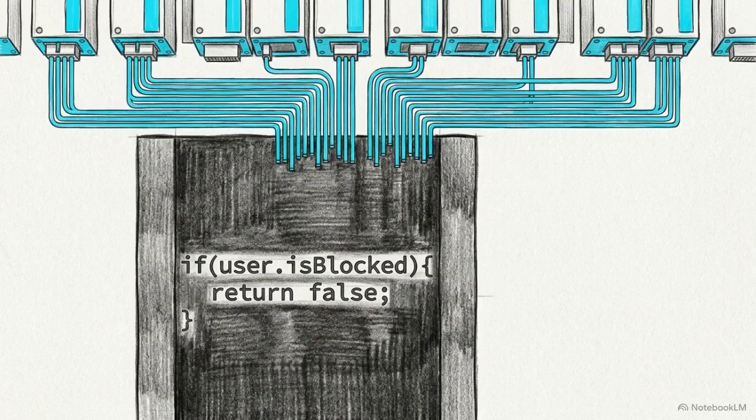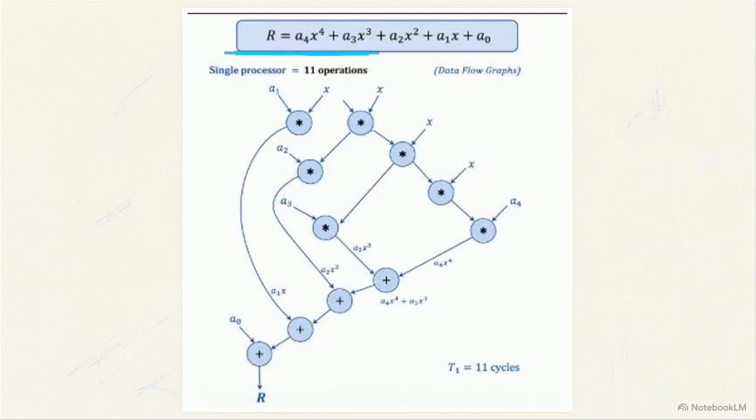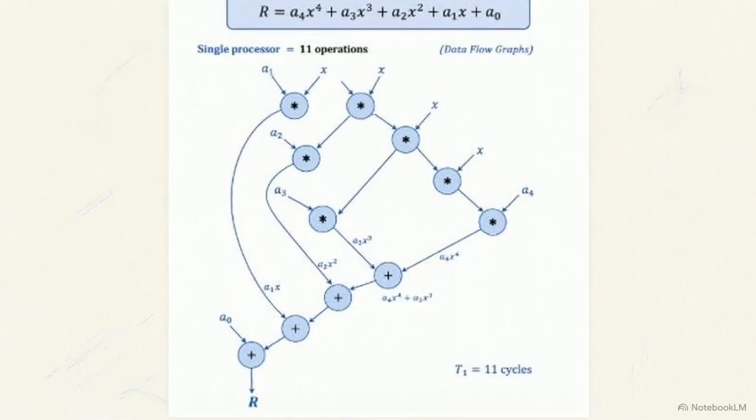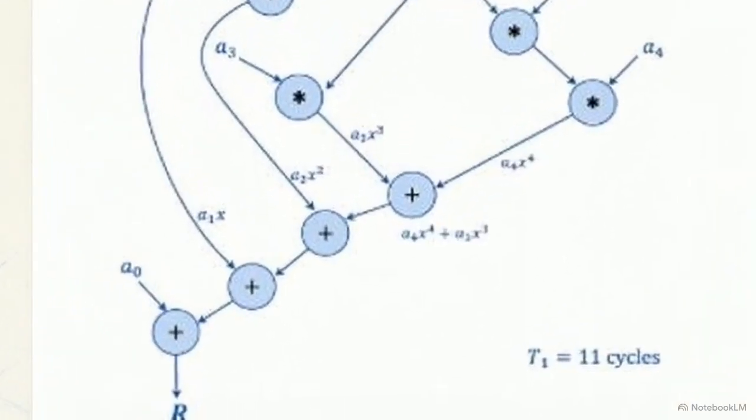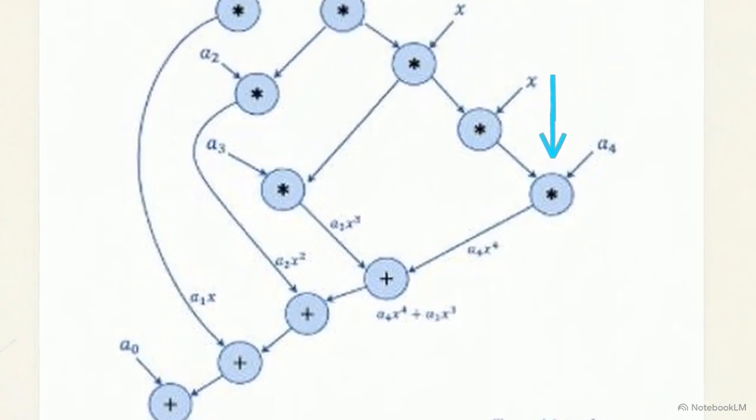No matter how perfectly a distributed architecture balances the load, it cannot overcome the inherent serial limits written into the code itself. This data flow graph maps the operations of a polynomial equation. While multiple operations can be sent to different processors, specific calculations, like the final additions at the bottom, depend entirely on the results of the multiplication steps above them.